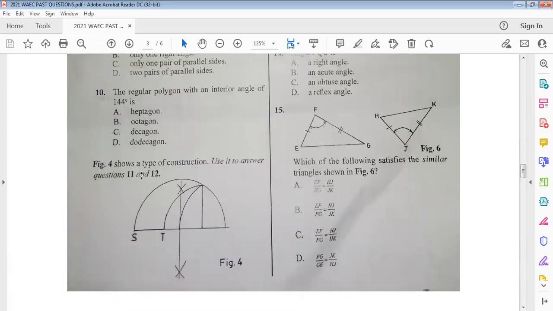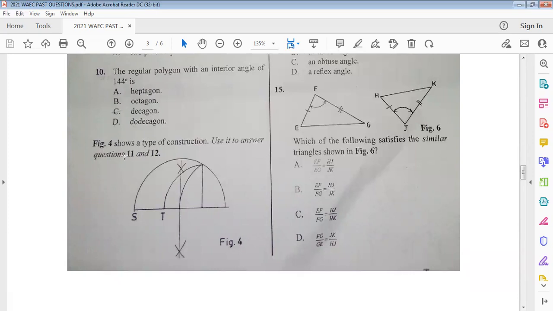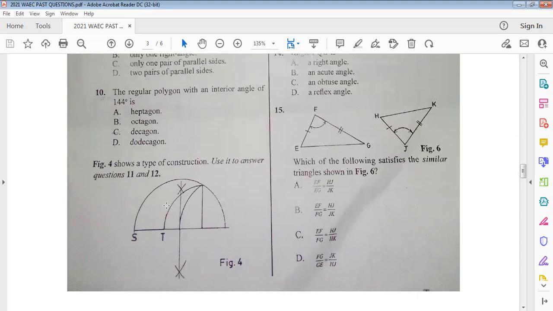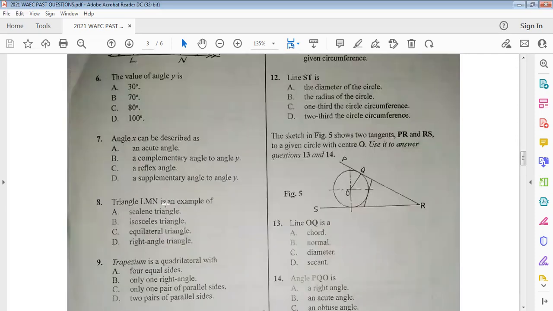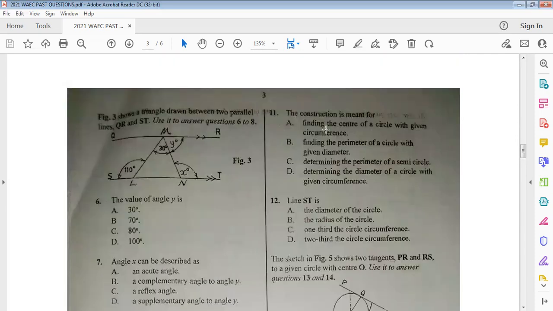Then let's look at question 11 and 12. As we have here, we have to use this diagram to answer question 11 and 12. And this says that figure 4 shows a type of construction used to answer questions 11 and 12. Let's come to question 11 that says that the construction is meant for, the correct answer is to determine the diameter of the circle when the circumference is given.